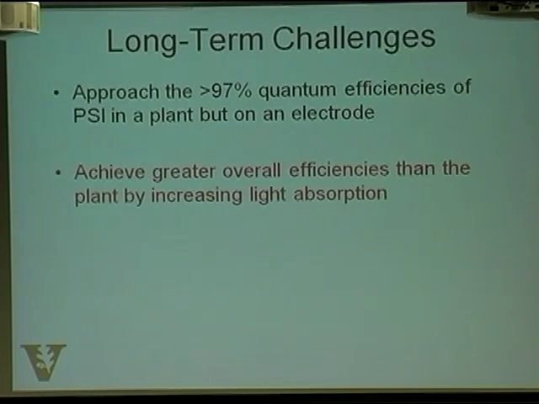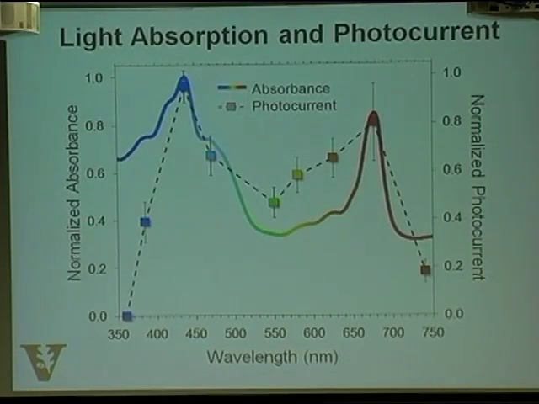What we'd like to be able to do for the next long-term challenge is, can we ultimately achieve greater overall efficiencies than the plant by ultimately increasing the light absorption? Okay. Now let me show you what I kind of mean by that here in the next slide. So this shows the light absorption versus wavelength for Photosystem I in the nice rainbow curve there.